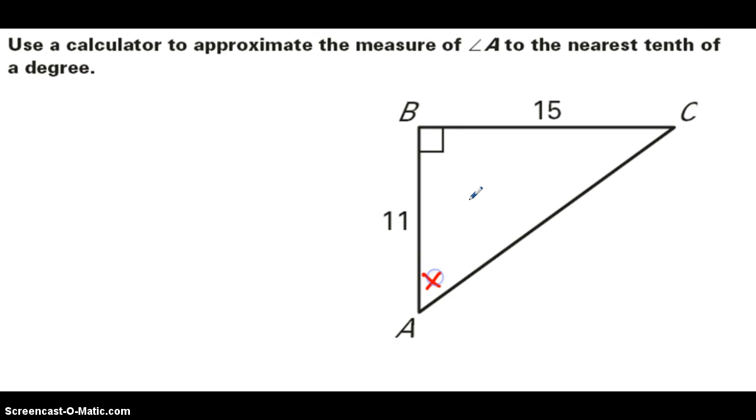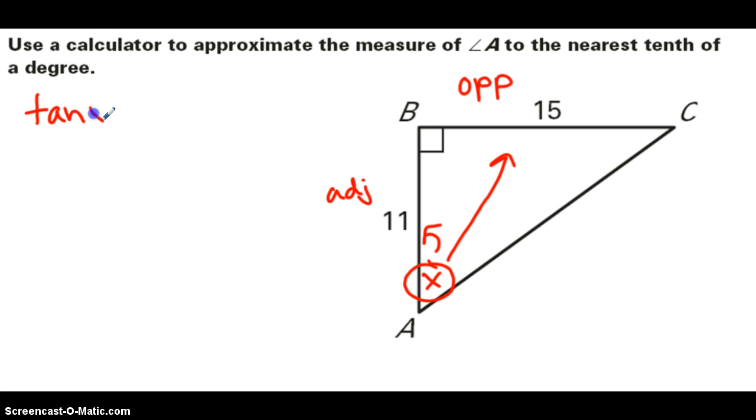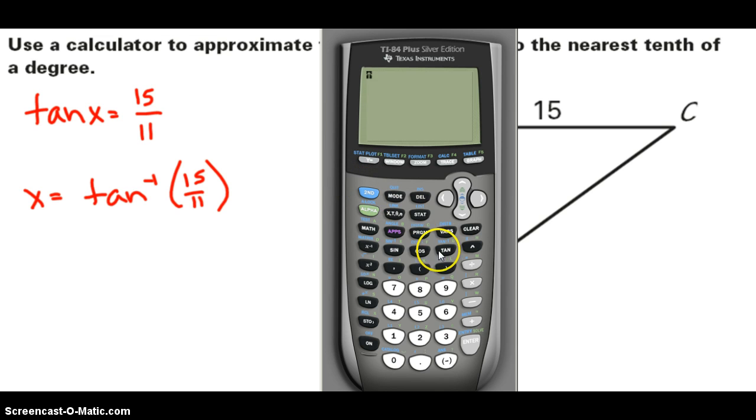Again, we're asked to find angle A to the nearest tenth of a degree. So if I look at my angle A, I have the opposite side, and the adjacent side. So which ratio should we be using? Opposite and adjacent is the tangent, right? So the tangent of x is equal to the opposite of 15 over the adjacent of 11. So x is going to equal the inverse tangent of 15 over 11. And then we bring up our calculator, and we're going to do the inverse tangent of 15 over 11. And that's about 53.7 degrees.